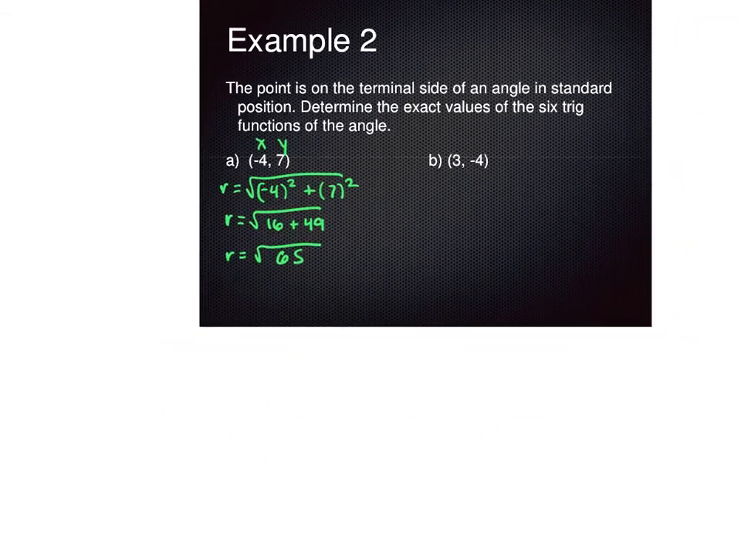So now we can just plug everything in. First let's find our sine of theta. What would our sine be? It would be 7 over square root of 65. Can we have a square root in the denominator? Nope. So multiply the top and the bottom by square root 65. So we have 7 square root 65 over 65.